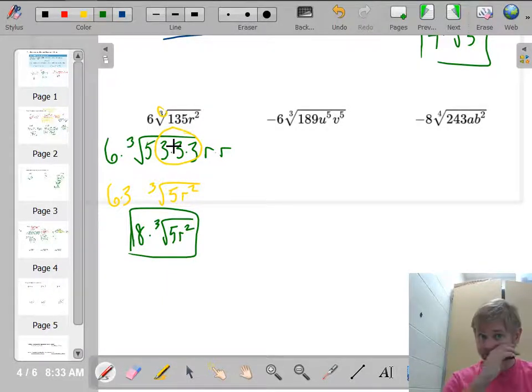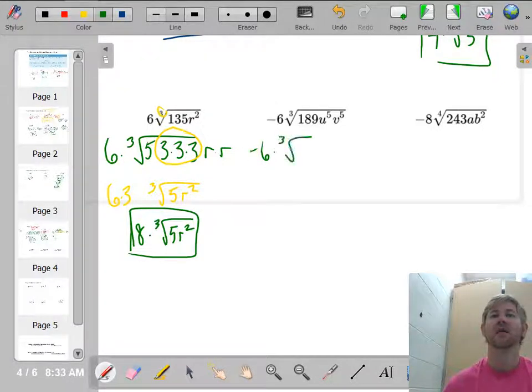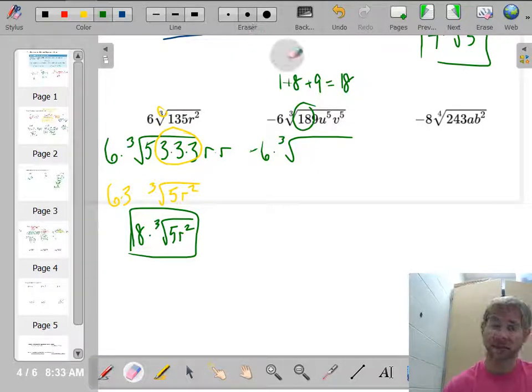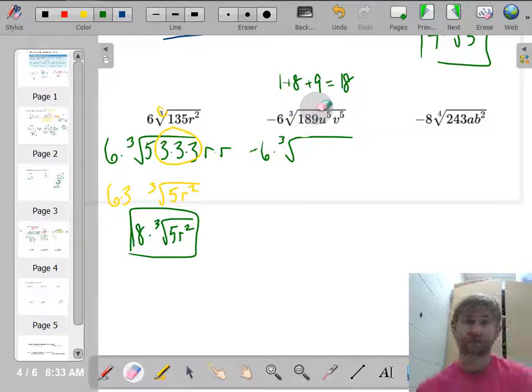Let's do another one. We have a negative 6 on the outside, so we need to do a prime factorization on the inside. The cube root of 189. So let's see, 189, that's divisible by 3. I know that because the digits add up to 18, and since 18 is divisible by 3, 189 is. That works for 3 and 9. It's kind of a cool trick.